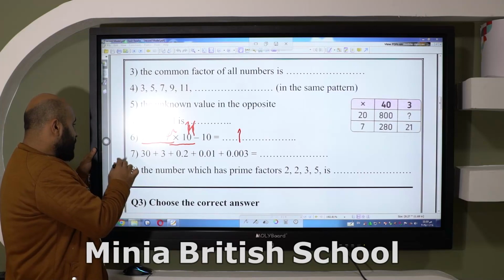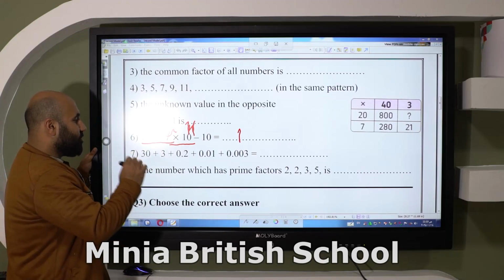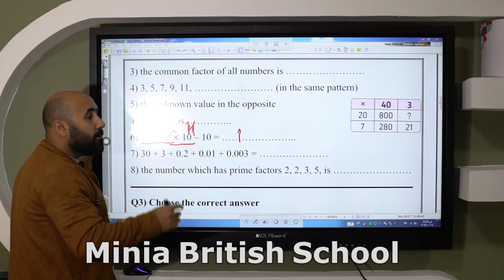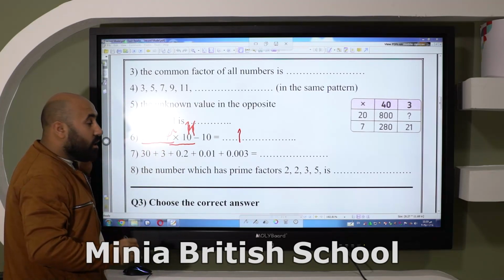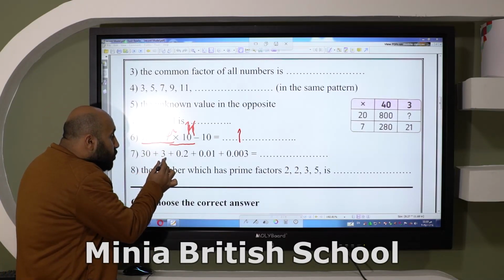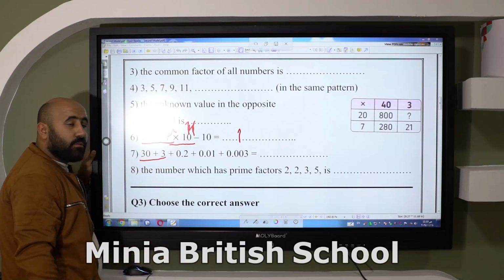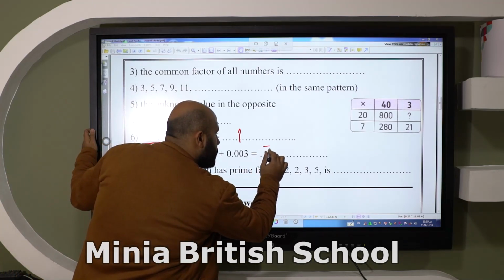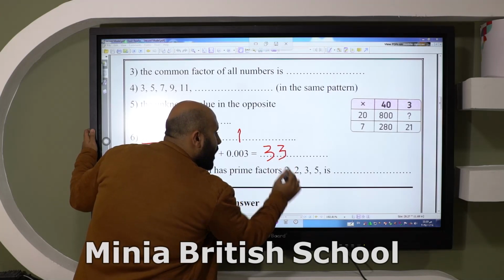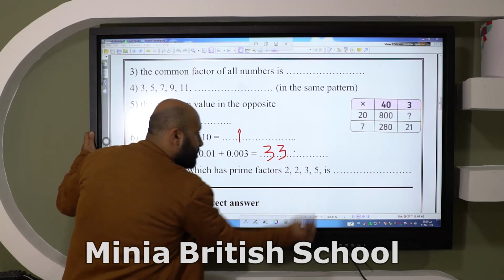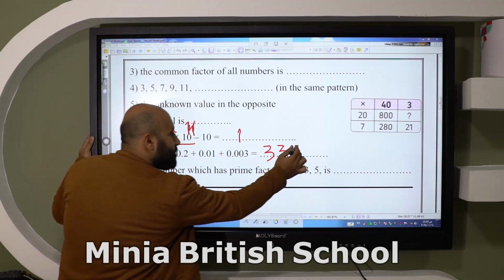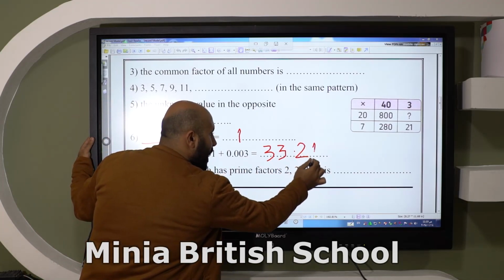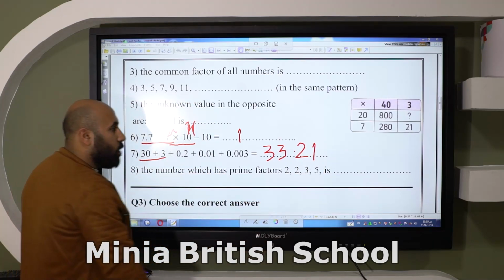The seventh question, 30 plus 3 plus 0.2 plus 0.01 plus 0.003. First of all, I will go with the whole number. 30 plus 3 equals 33. And I have a decimal point, so I will write it. 2 in tenths. 1 hundredth, I will write 1. And finally, 3 thousandths, I will write 3.